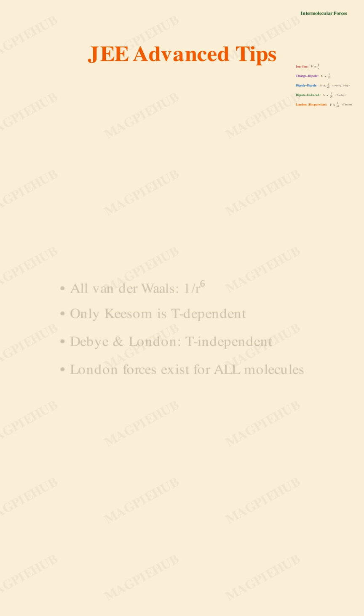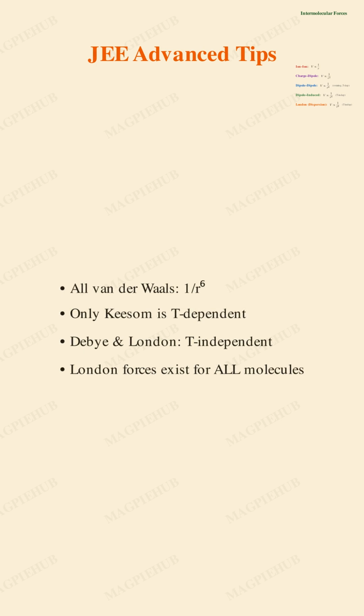Tip: remember the distance dependence hierarchy, ion-ion is 1 over r, ion-dipole is 1 over r squared, and all the van der Waals forces, Keesom, Debye, and London, go as 1 over r6. Only the Keesom, rotating dipole-dipole, interaction is temperature dependent. Debye and London forces are temperature independent.